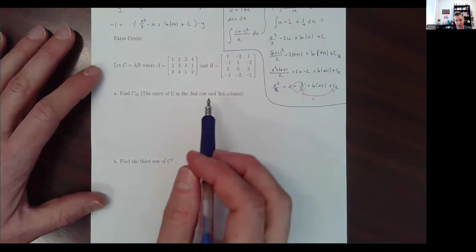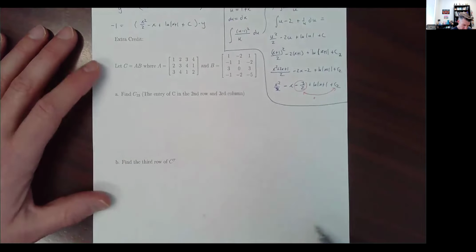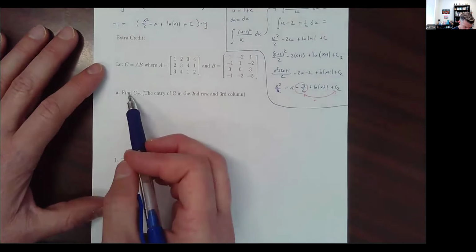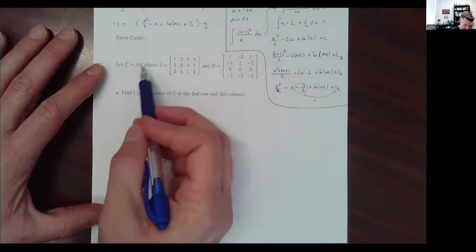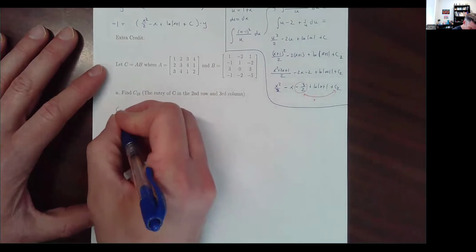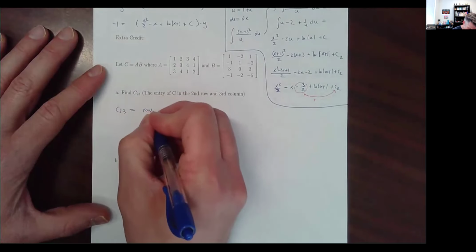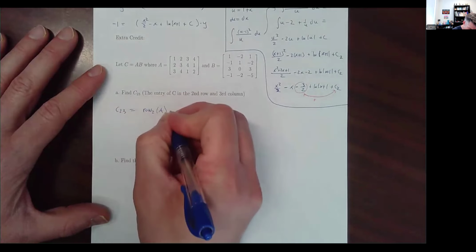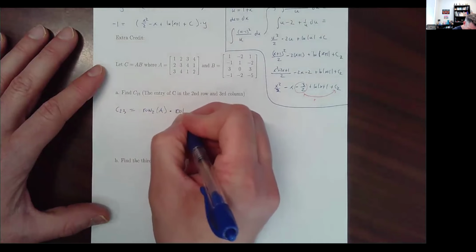My extra credit problem didn't include one of the things he had on his extra credit problem because it was a pain to write. So first question here, find C23, the entry of C in the second row and third column of the product of A times B. So C23 is equal to the second row of A dotted with the third column of B.